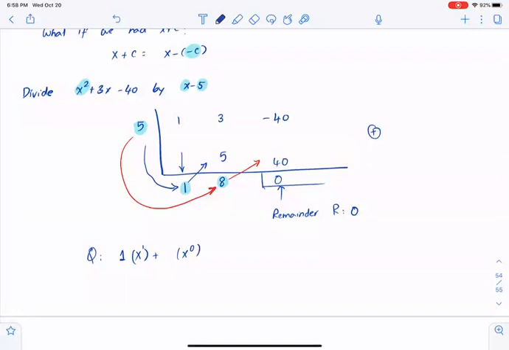So x raised 1, the next term is x raised 0. So I put 1, the first coefficient, and 8, the second coefficient. And x raised 1 is just x. x times 1 is x. x raised 0 is 1. So 8 times 1 is 8. So the quotient here is x plus 8.